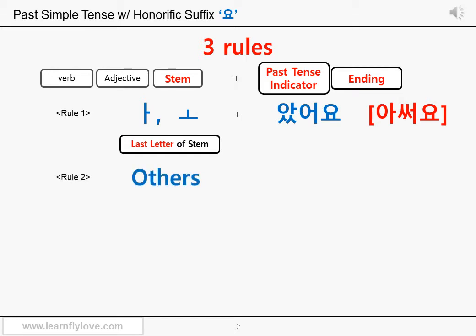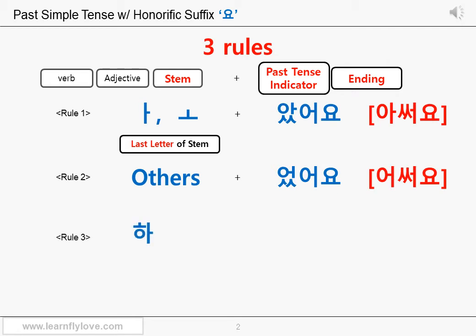Rule number 2. When the last letter of the stem has other vowels, you add the past tense indicator ot with a o vowel to the stem and add the ending oyo at the end. Or you can simply think you add the entire ossoyo to the stem to put it in the past tense.